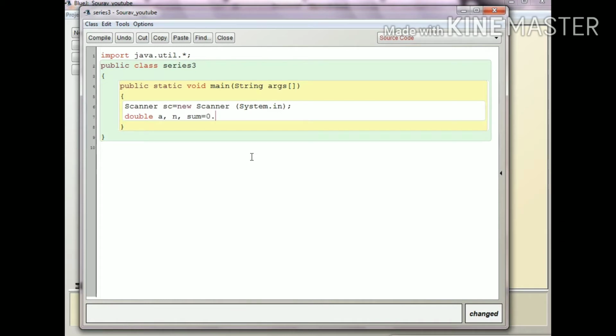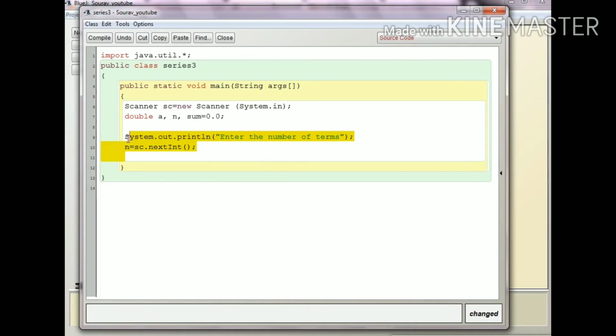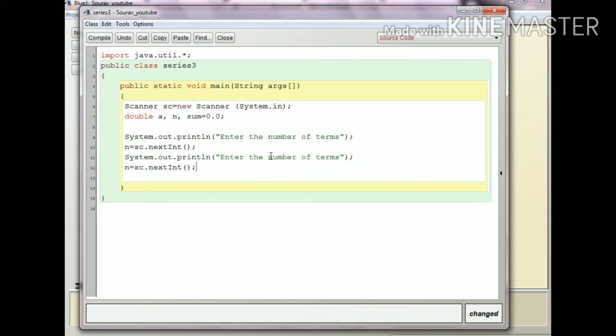Now I ask a question to the user, that is system.out.println, enter the number of terms. Now n equals sc dot next int, and another similar question, enter the value of a, and here I use a equals sc dot next int.